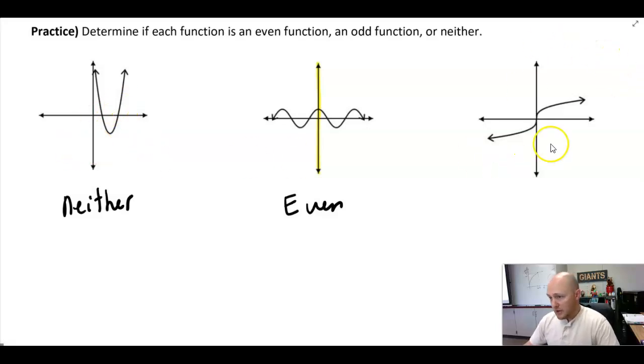So example 3, however, is. I could go ahead and reflect this over into quadrant 1. Example 3 is odd.